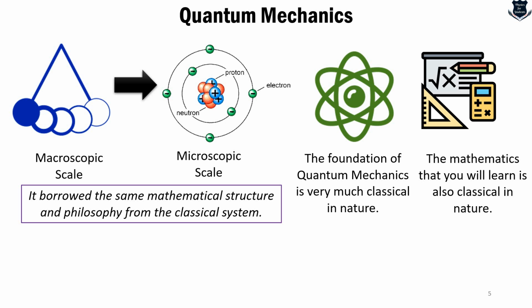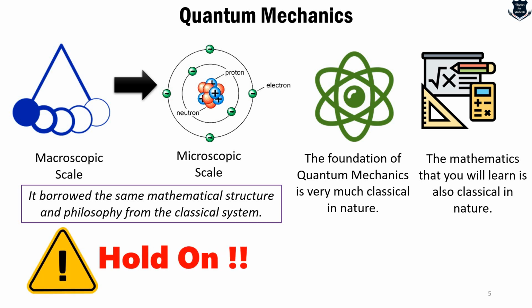So when we move from the macroscopic level to define the new scientific mathematical model of quantum physics, we borrowed the same mathematical structures, because at the basic foundation quantum mechanics is very much classical in nature. I will explain what I mean by classical in nature, and why the mathematics should also be classical in nature. But here is a point of concern. As I have written, hold on.